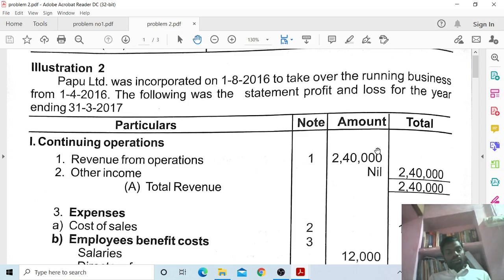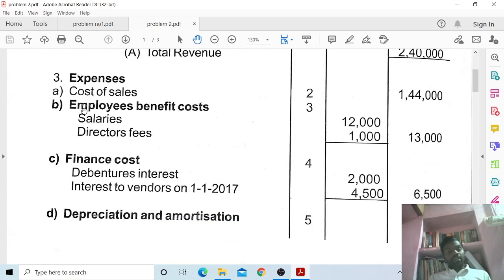Particulars, note, amount, total. First one, continuing operations. Revenue from operations, note number 1, amount 2,40,000. Second one, other income, nil. So in the total column, total revenue is rupees 2,40,000.